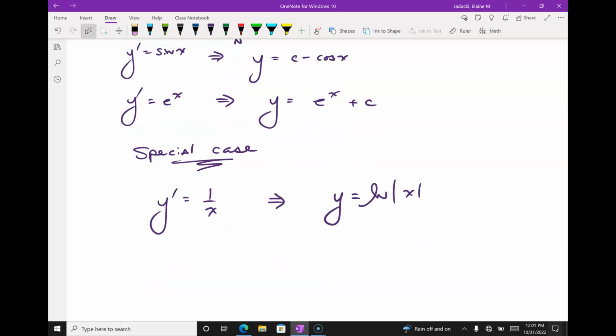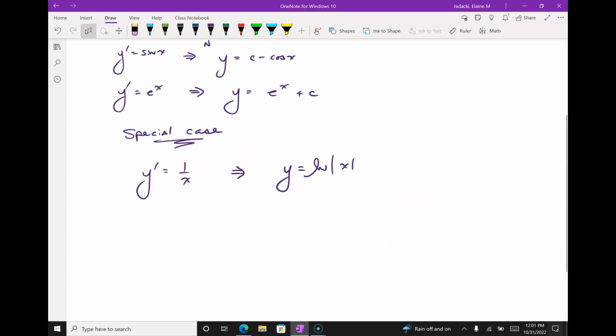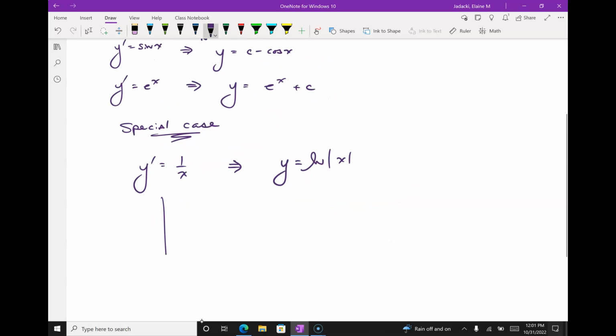So this is different. This is the only one that's kind of special, but we definitely recognize the derivative of ln is 1 over x, right? Derivative of ln of x is 1 over x. But why all of a sudden do we need this absolute value? So it's important that you see when I'm talking about the original function of 1 over x, the domain is what?